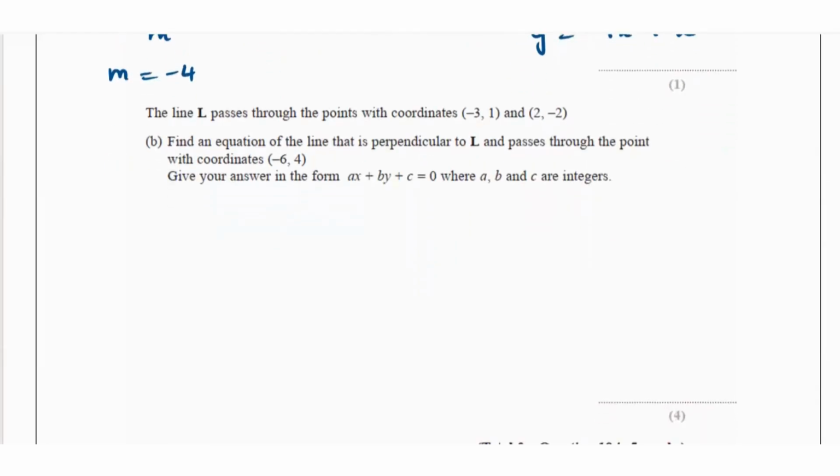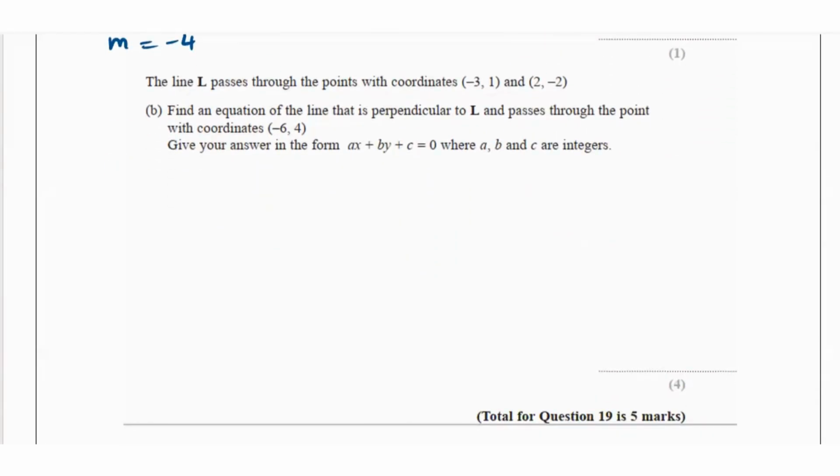Then it says the line passes the points with coordinates negative 3, 1 and 2, negative 2. Find an equation of the line that is perpendicular to line L and passes through the point with coordinates negative 6 and 4. So if it's perpendicular, that means we need to find the gradient of the line L first.